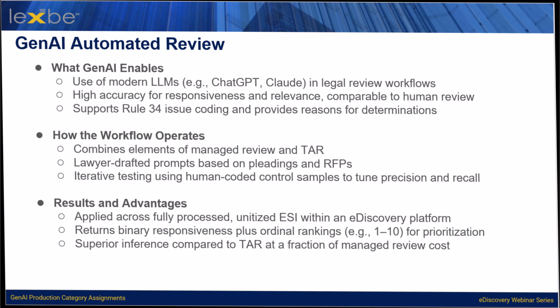The GenAI model then returns a responsiveness attribution of responsive or not. While this is, of course, valuable in itself, the GenAI models go further and return an ordinal ranking of responsiveness, for example, from 1 to 10, with 10 being the highest ranking. This can be useful in informal QC and in ranking documents for human review.